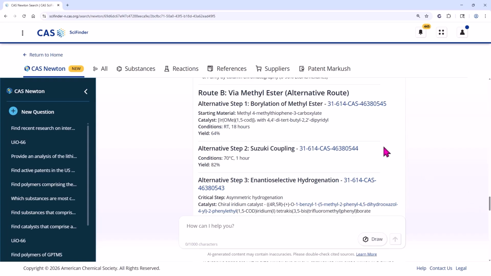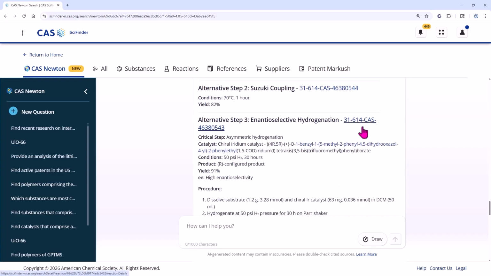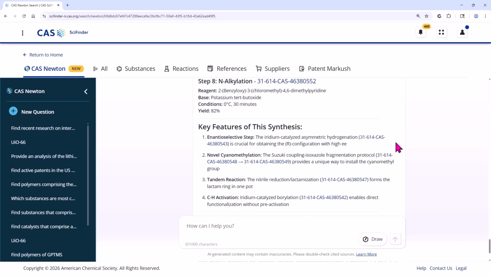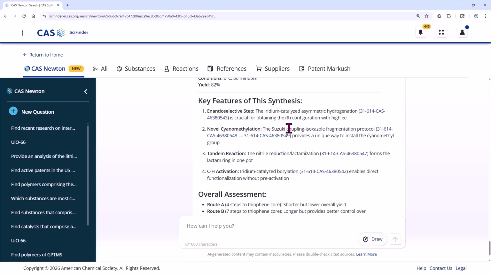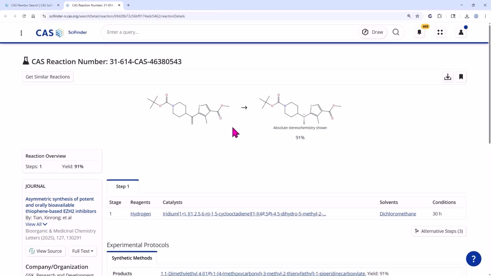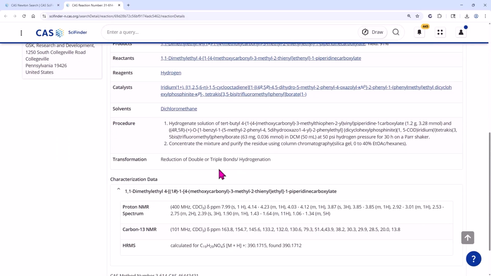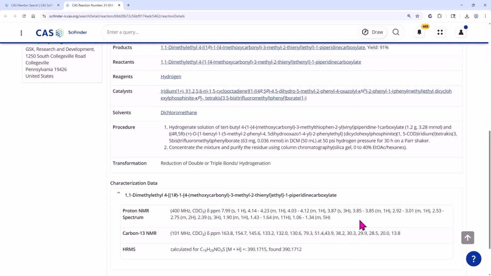For example, this publication taught an alternative route via a methyl ester, and it's able to provide to us not only those steps and step-by-step procedures, but further down, we do see that there are key features for this synthesis. For example, one of the key features of this synthesis includes an enantioselective step. Let's click into this. We have our usual experimental protocols and our step-by-step procedure, as well as characterization data.